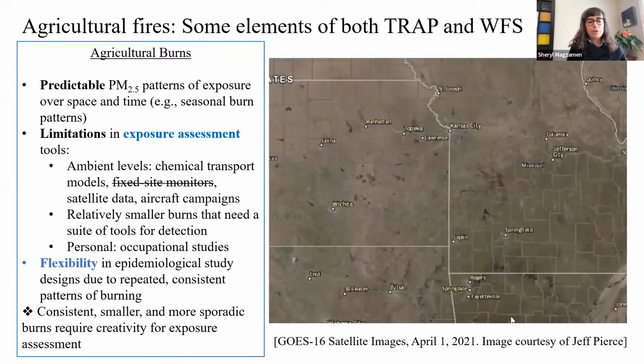And again, from a personal perspective, we can do occupational studies. However, unlike wildfire smoke studies, we do have more flexibility in our epidemiologic study designs because we know these ag burns happen at certain specific times of the year, and we have this repeated, consistent pattern of burning. So to summarize agricultural fires, we have consistent, smaller, and more sporadic burns, but they require creativity for exposure assessment rather than more creativity on the epidemiologic side. Next slide, please.